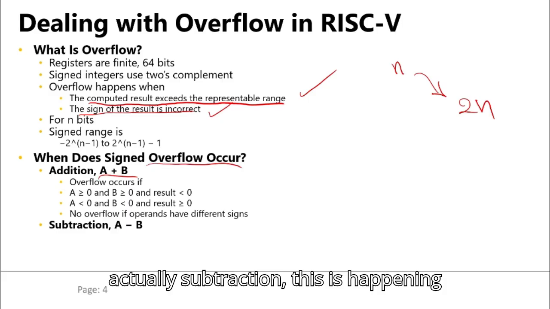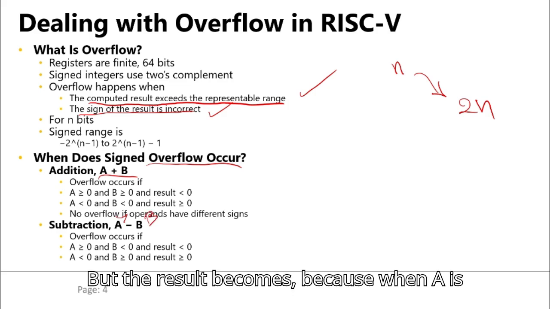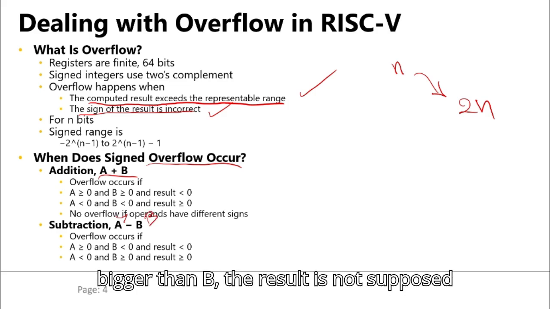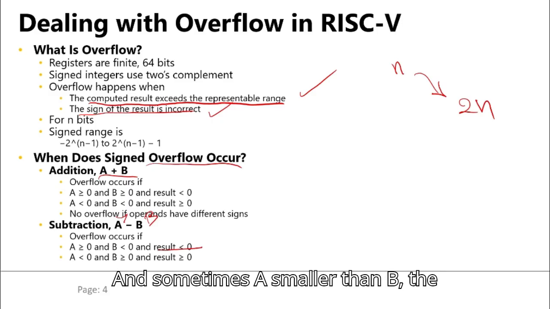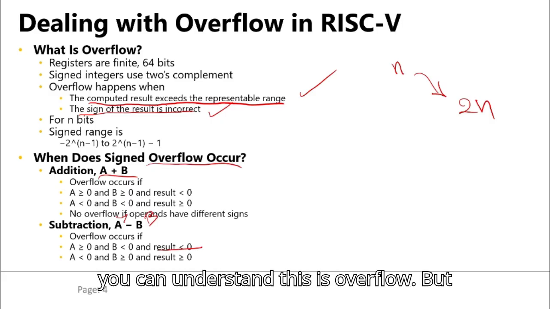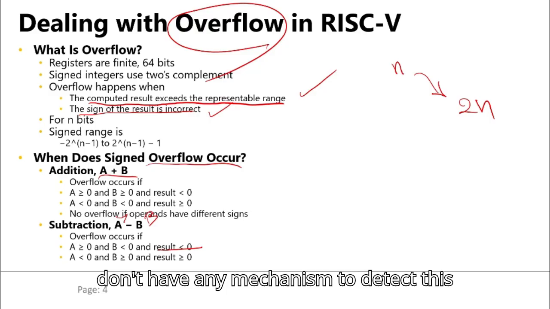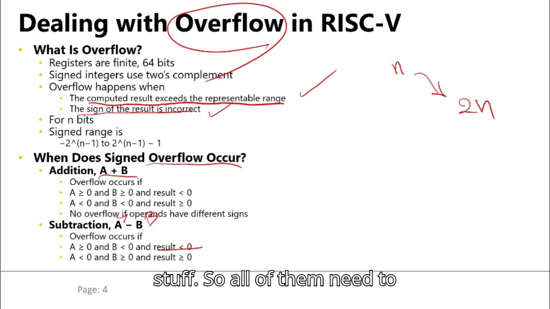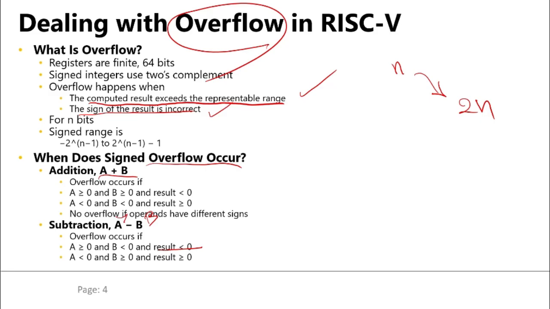In subtraction, this happens too. For example, A is bigger than B, so the result is not supposed to be negative, but it becomes negative. And sometimes A is smaller than B, the result is supposed to be negative but becomes positive. So this is simple, and you can understand this is overflow. But in general, in RISC-V, we don't have any mechanism to detect this. So all of it needs to be covered by the programmer or compiler.